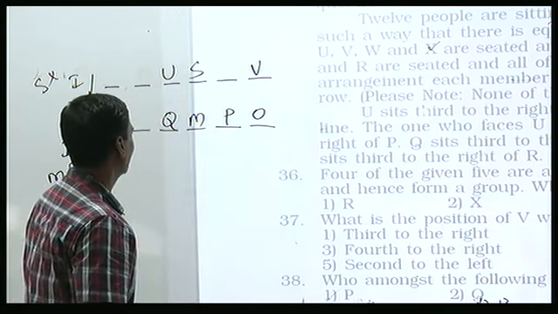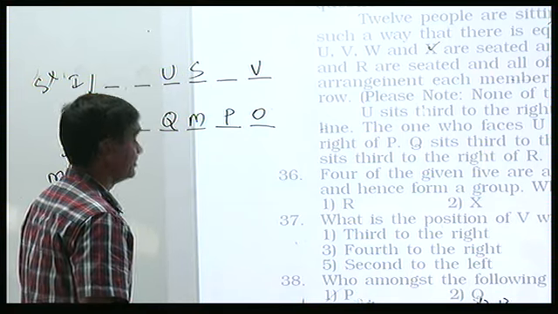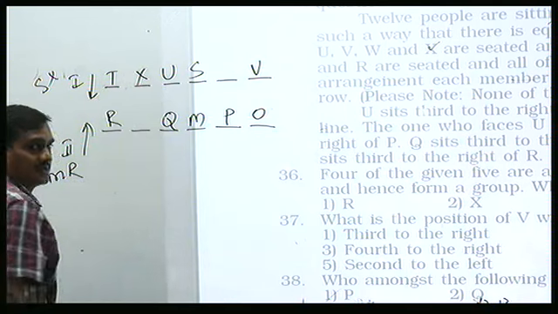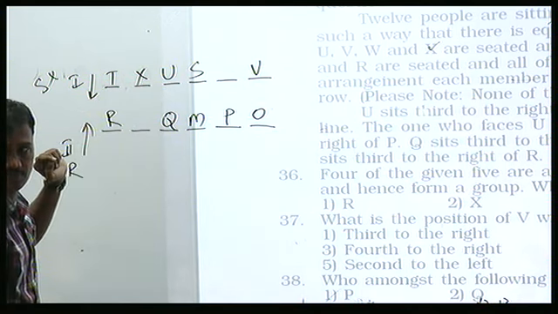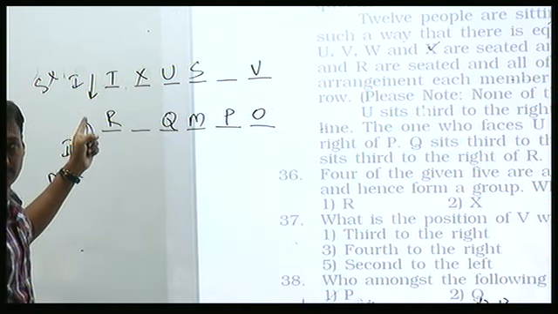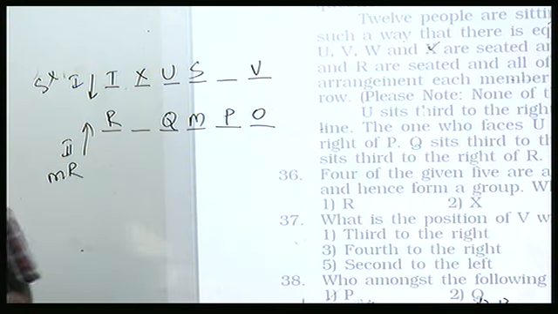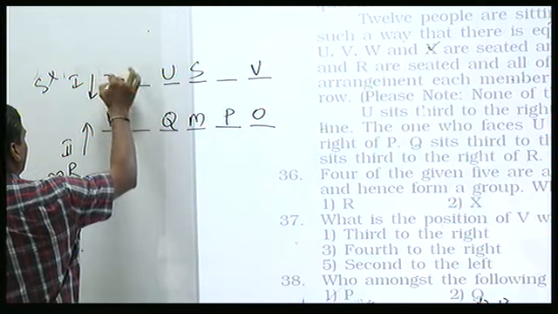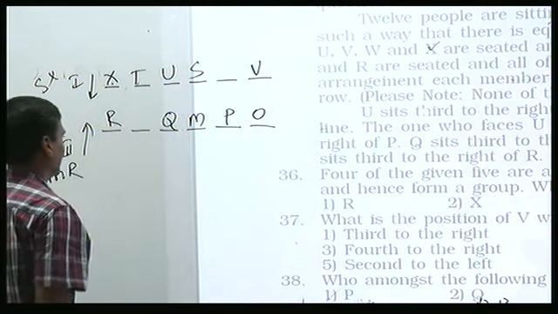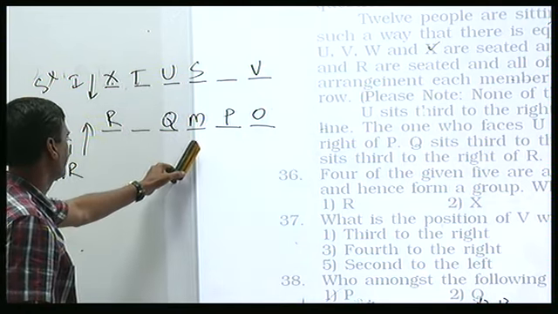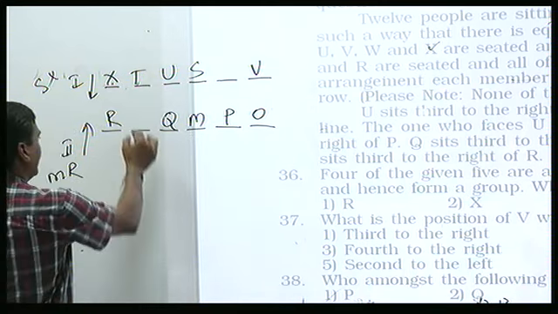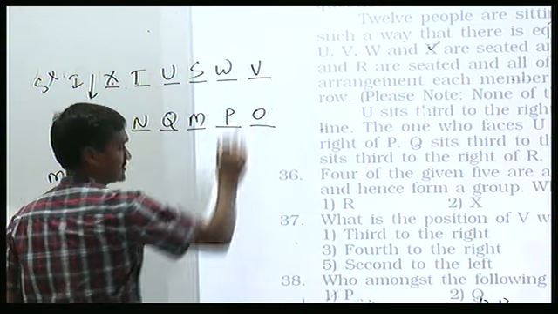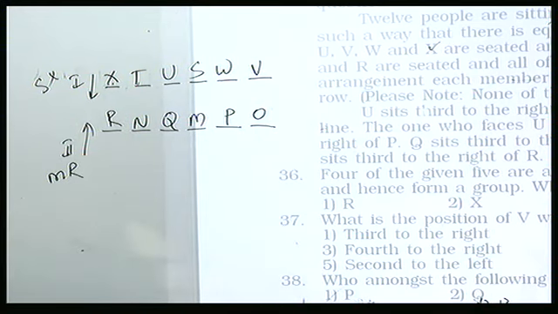T sits to the immediate left of X. As T is to the immediate left of X, is it true? T is to the immediate left of X, true or false? Immediate left means towards our right hand side. Hence T is to the immediate left of X. X here, T here. Then in this one, N, O, P, Q are here, S, T, U, V, W, X. This is how these 12 persons were seated.